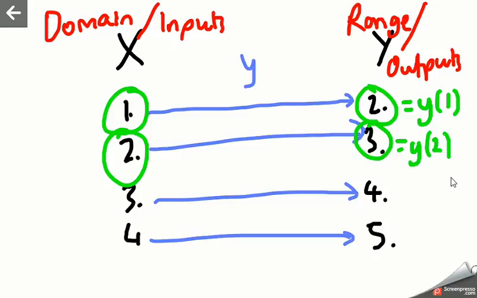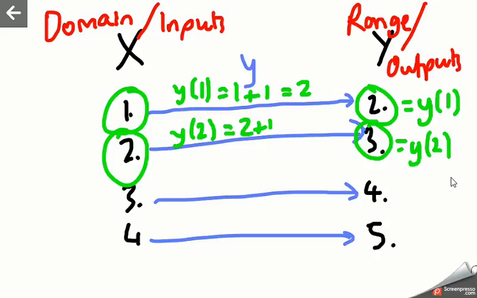Well, notice that y of 1 is equal to 1 more than 1. y of 1 is equal to 1 plus 1, which is equal to 2. And also y of 2 is equal to 2 plus 1, which is equal to 3. And actually, in general, it doesn't matter which input we choose. So we usually call our inputs little x. So little x means one individual input, and big X is the entire set of inputs.